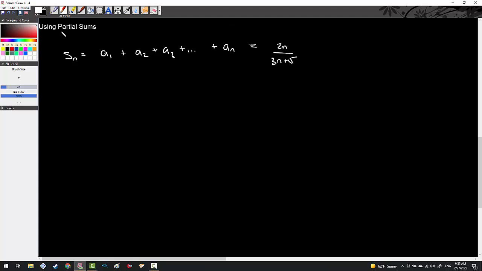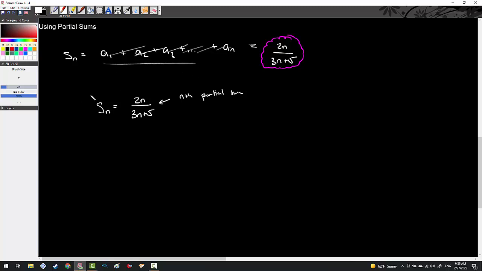What we have to do is figure out what is the role of this. Like this thing here, what is this? Well, if we just get rid of the middle piece here, if we just said, hey, we don't need the physical representation of this sum, we just know that if I added up all those things that I just crossed off, I would end up with 2n over 3n plus 5. And this right here is the nth partial sum of that series that I just crossed off right there.